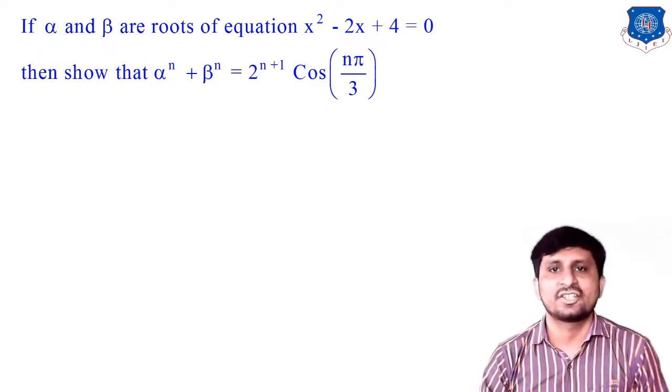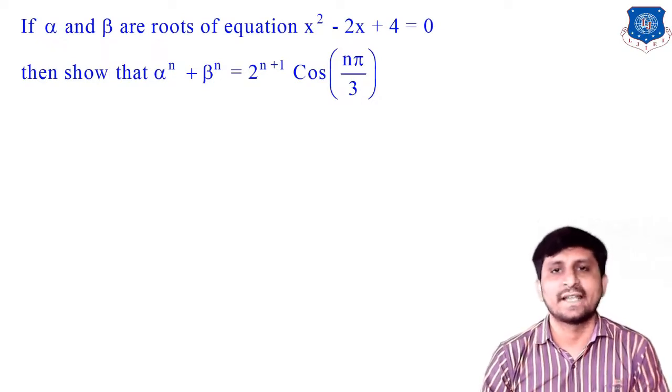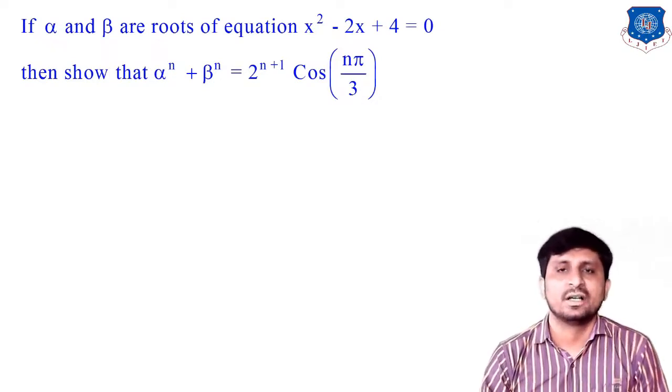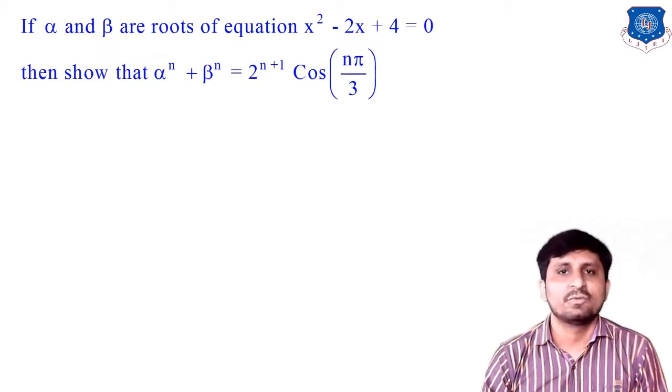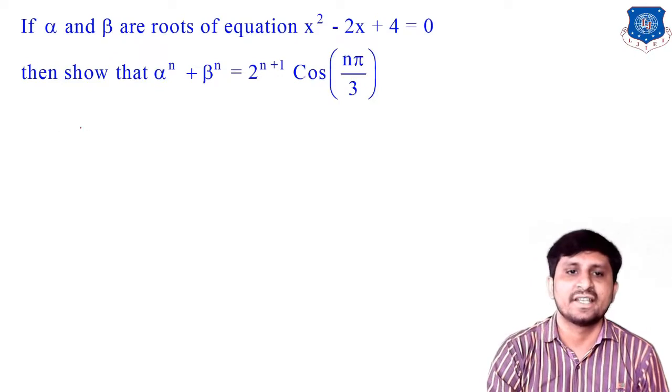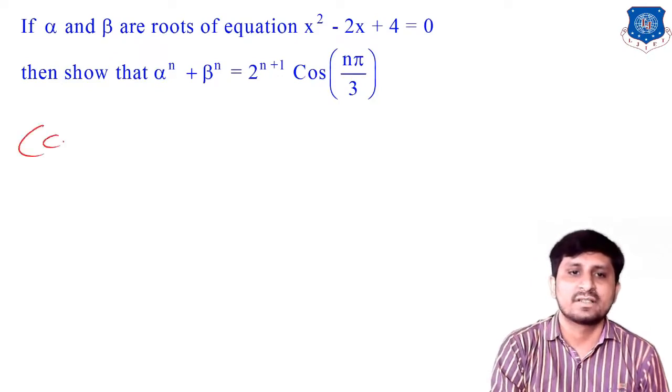This is our third lecture for the chapter complex number. As you all know, in the second lecture we discussed De Moivre's theorem. And what is De Moivre's theorem? If n is any rational number, then we can write (cos theta plus i sin theta) raised to n. Let me revise this. This is De Moivre's theorem.